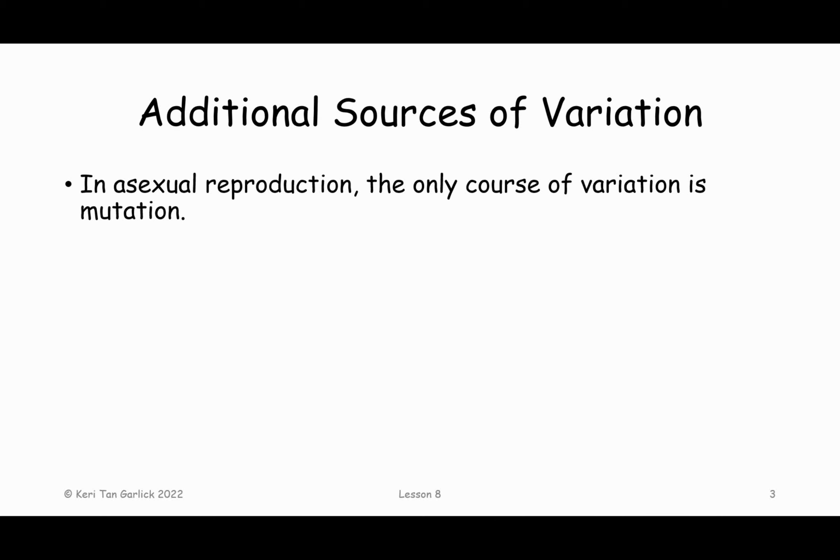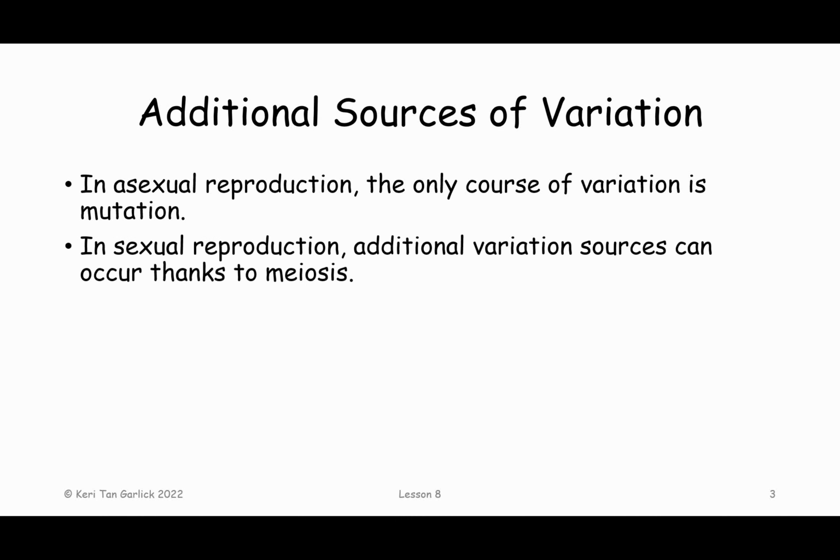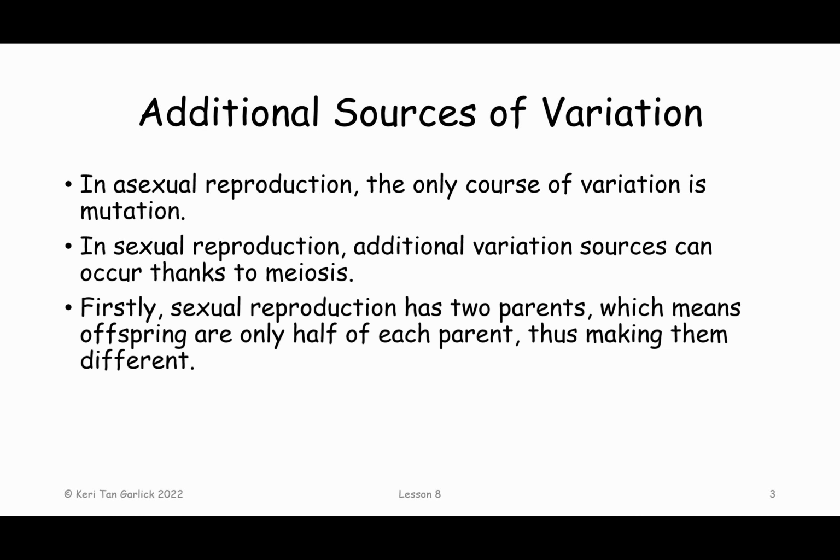But before I go into that, let's give some background context to why we need meiosis. So first off, when we think about sexual reproduction, the only source of variation, if you remember me saying in the last lesson, was mutation. Sexual reproduction is going to give us that huge advantage because it's going to create more variation sources, and that ties into meiosis.